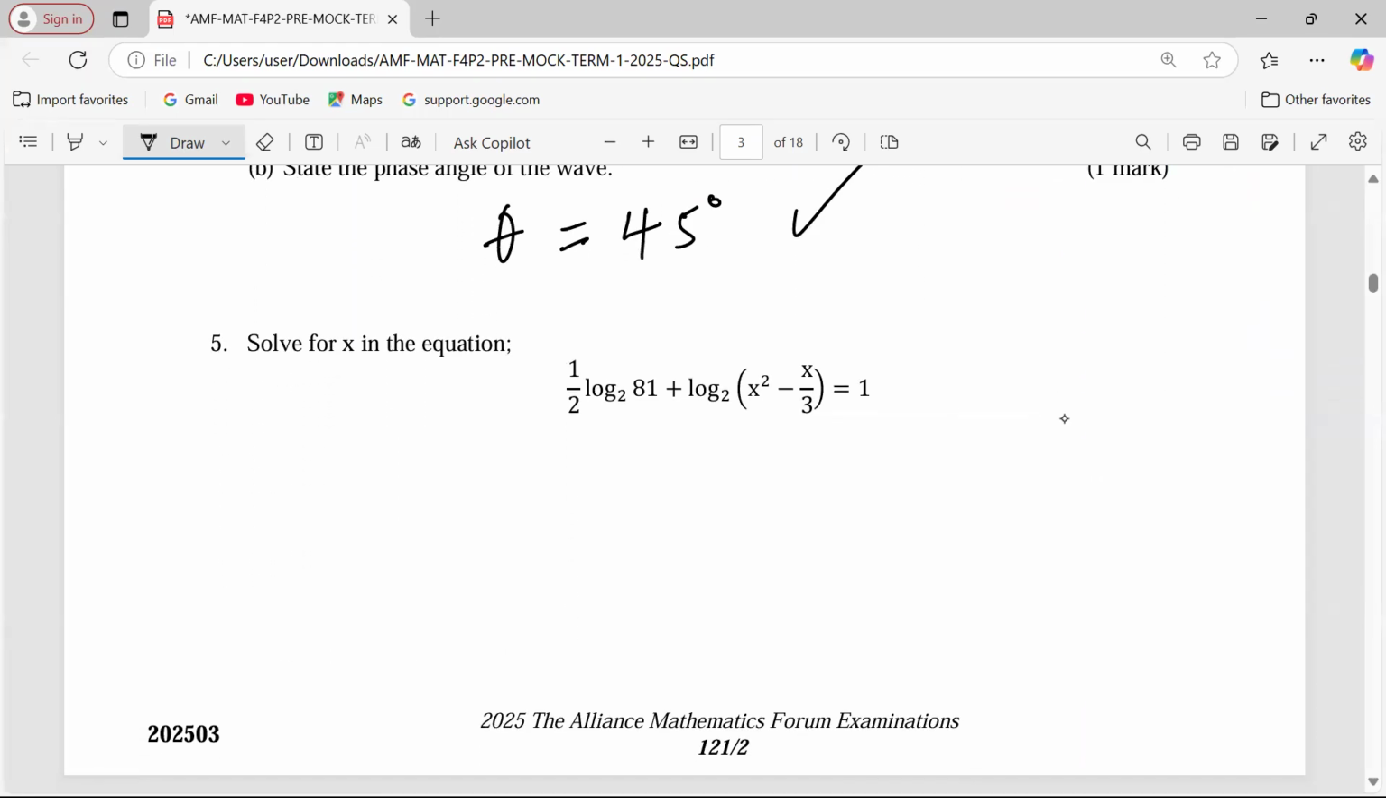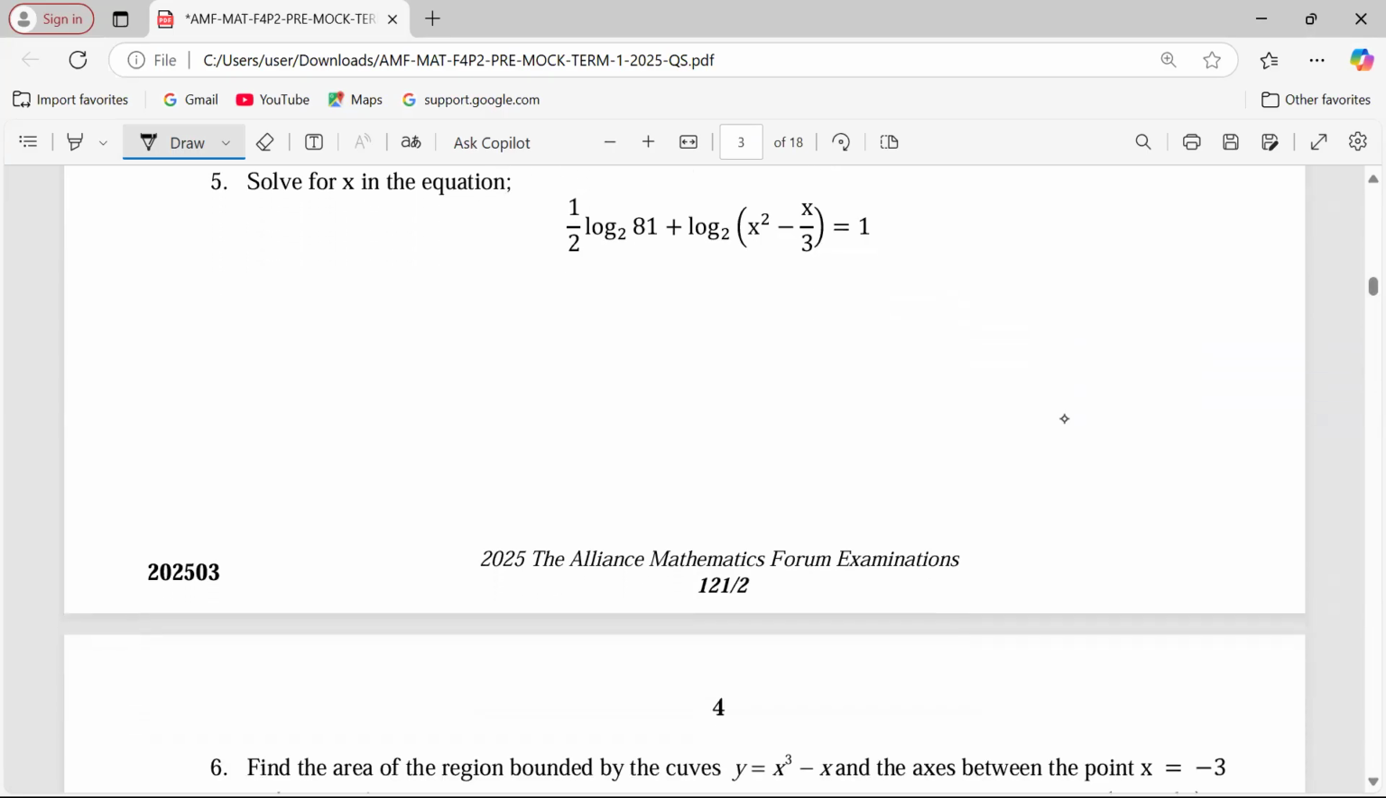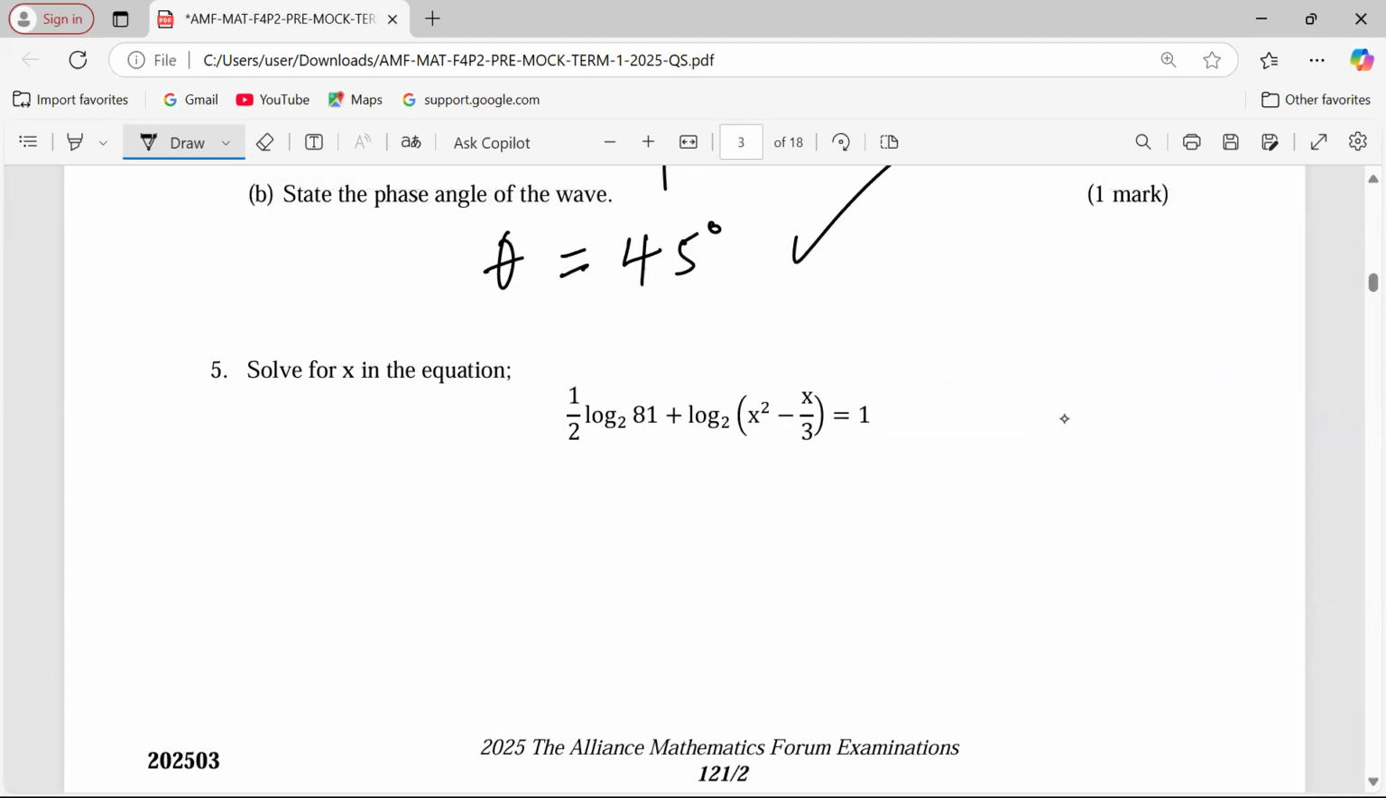Let's look at a logarithm function here in number 5. Solve for x in the equation of the logarithm of 81 to base 2 plus logarithm still to base 2 of x minus x over 3 is equivalent to 1. We shall be applying a few laws of logarithms together with indices until we see the possible solution to this particular question.